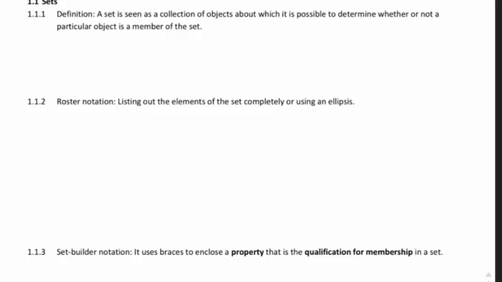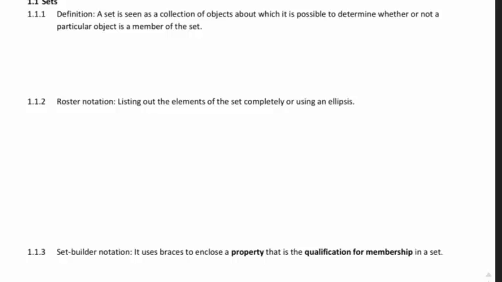Let's start with the definition. A set is seen as a collection of objects about which it is possible to determine whether or not a particular object is a member of that set. That is very important. If I give you an element or an object, can we say for sure whether that element is a member of the set or not?